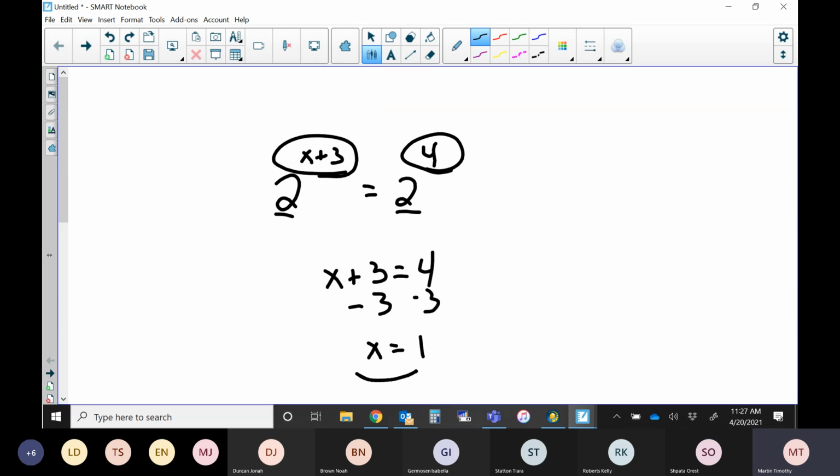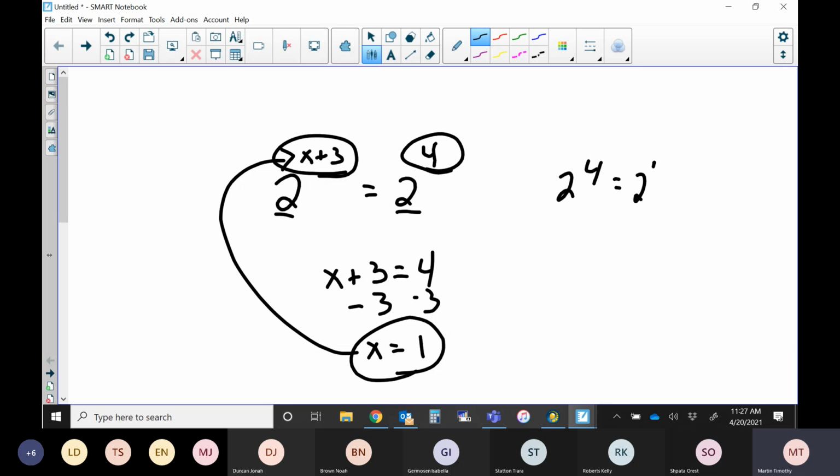And technically, you should take this like we have in the past and plug it back in and check it. And that becomes 2 to the 4th. And yes, 2 to the 4th is going to equal 2 to the 4th. So check. I know that I got that right.